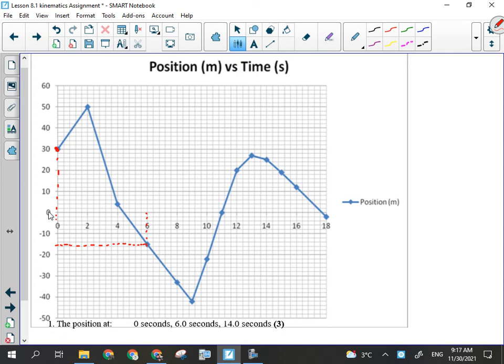And then at 14 seconds, it looks like positive 25 meters to me. I would give you plus or minus 1 on that, just on reading error. Questions on that first one?